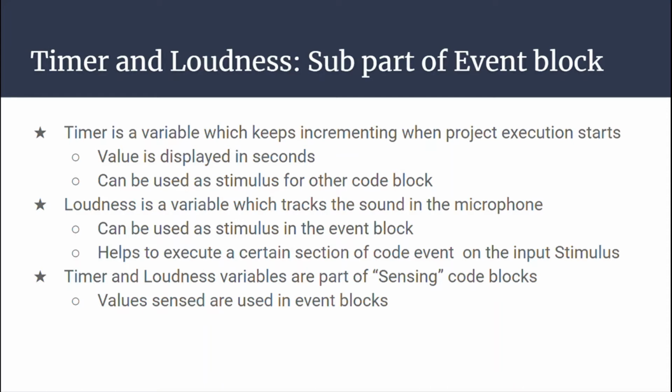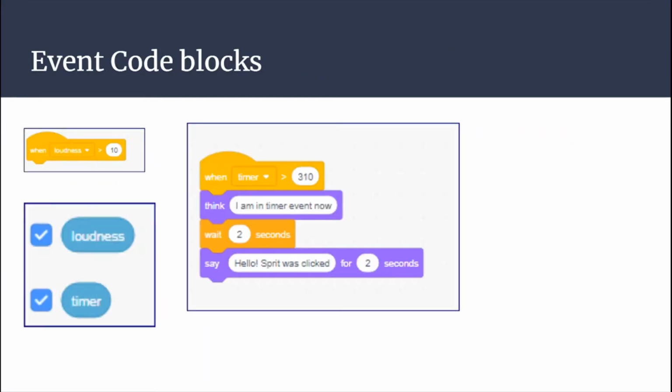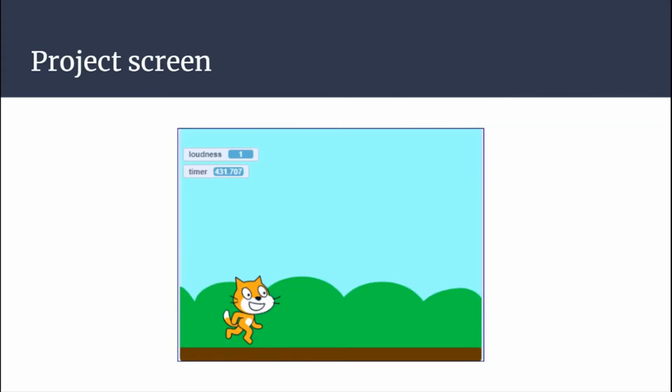The timer and loudness variables are actually part of the sensing code block, which we'll be learning in future videos. The values sensed are used in the event blocks. This is how the event, loudness and timer blocks look under the event and sensing code blocks, and we'll be going through each of these in today's video. This is what the project screen is going to look like. So let's get started.